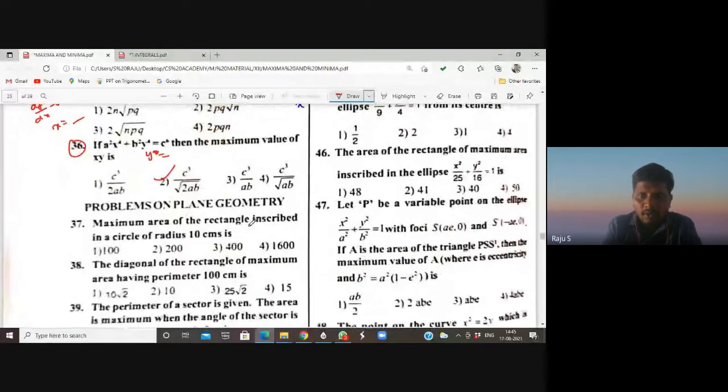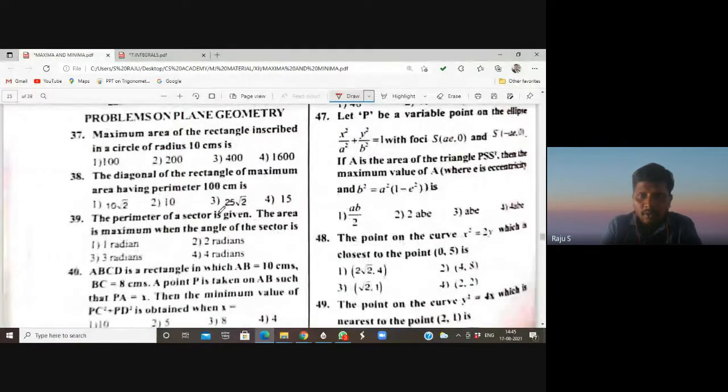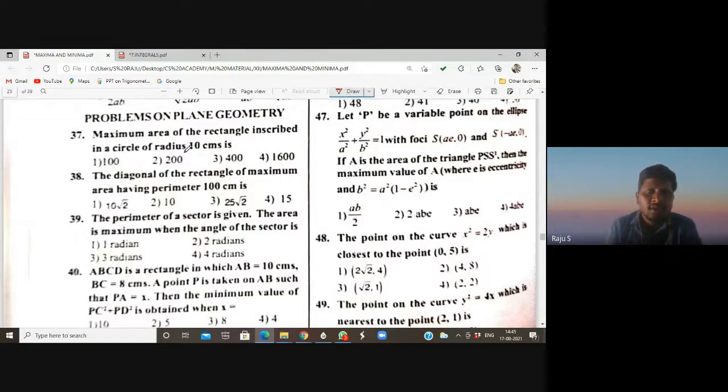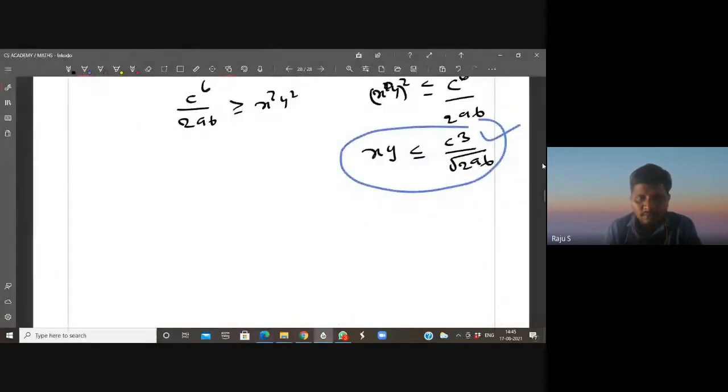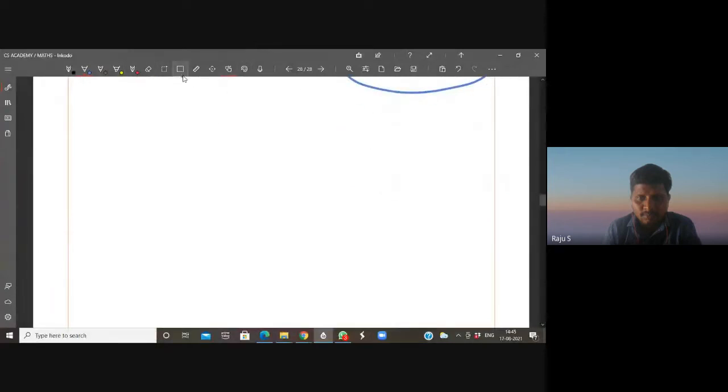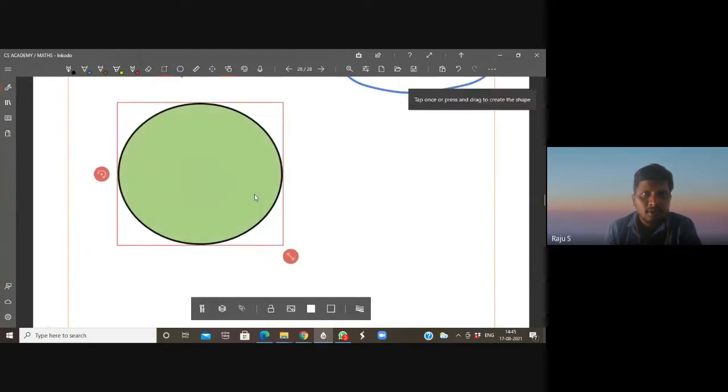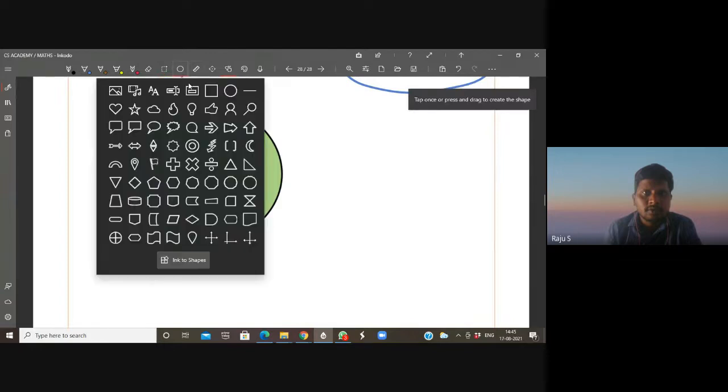Okay, fine, students. Coming to the problems on plane geometry. These are very easy, and you should have an idea about the straight line concept and the circle concept. So here: the maximum area of a rectangle inscribed in a circle of radius 10 centimeters is... that I'm going to explain to you. Students, here, this is the circle, and look here.